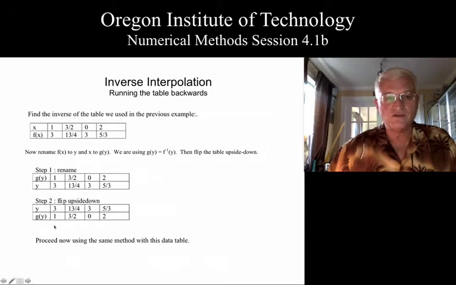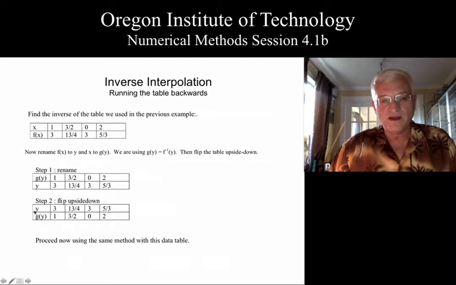All I've got to do is basically flip the table over. I'm going to call x g of y, and I'm going to call f of x y. So here's the same table. I'm just reversing the roles of the independent and dependent variables. Then flip them over so they're in the order that I'm used to. I now have y and g of y. G is the inverse of f by nature because it's running the table backwards.